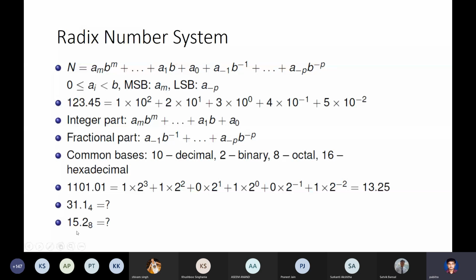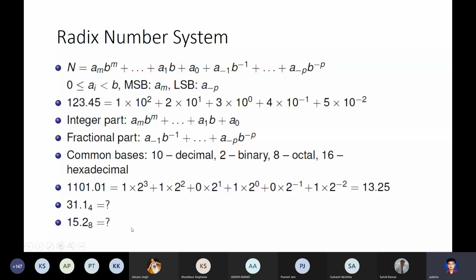Similarly, you can check 15.2 in base 8. It is 8 plus 5, 13, and 2 into 2 by 8, 0.25. This is also 13.25. So it is the same number, just the digits change as we change the base.